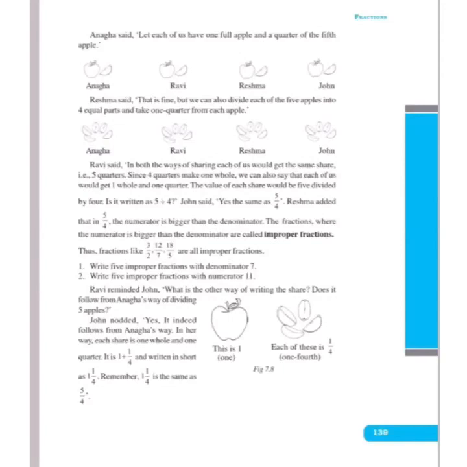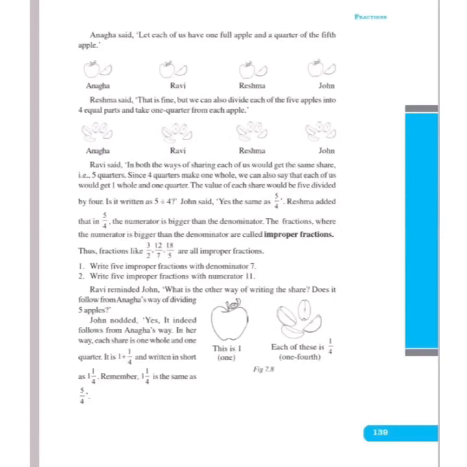After cutting the 5th apple into 4 pieces, all of them will share 1/4 part of the apple among them. Each one will get 1/4 part from the 5th apple. Now children, see each one, that means Anagha, Ravi, Reshma and John, each one will have 1 whole apple and 1/4 part of the 5th apple. So now each one will be having 1 apple and 1/4.